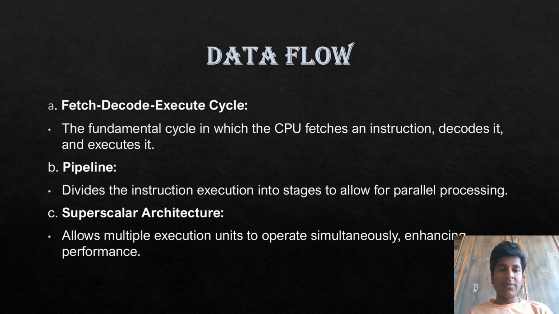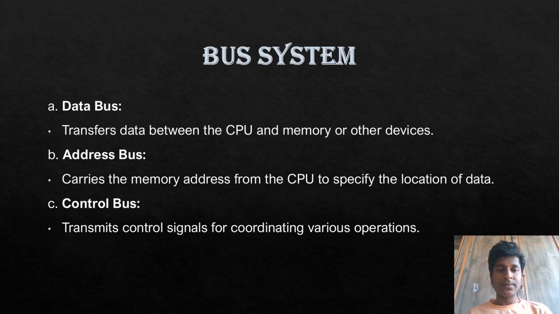Data flow. First, fetch, decode, execute cycle. The fundamental cycle in which the CPU fetches an instruction, decodes it, and executes it. Pipeline divides the instruction execution into stages to allow parallel processing. Superscalar architecture allows multiple execution units to operate simultaneously, enhancing the performance.